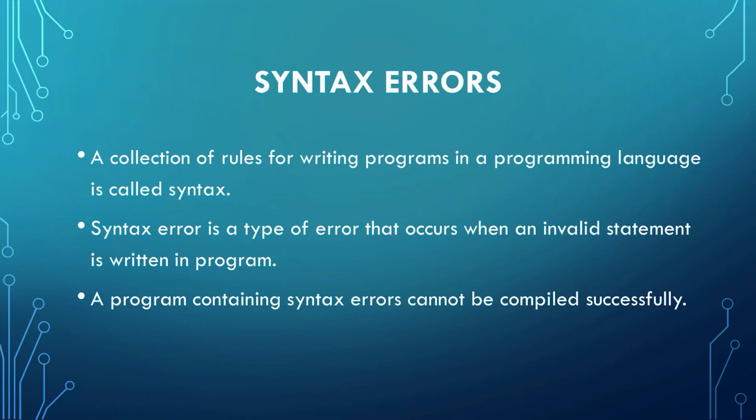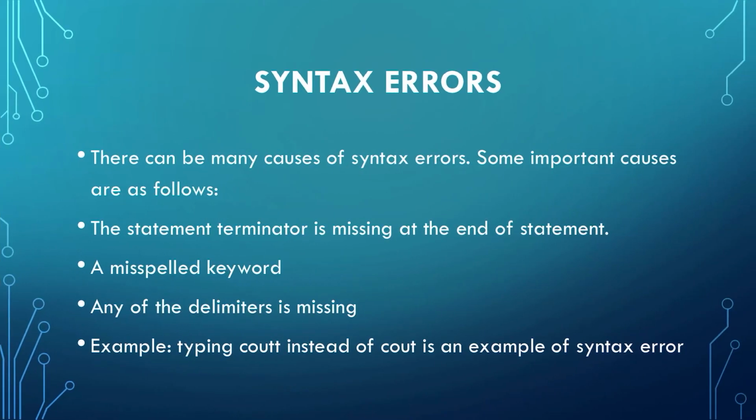There can be many causes of syntax error. Some important causes can be when a statement terminator is missing at the end of the statement, or we have a keyword misspelled, or any delimiter is missing. For example, if we write cout with a double t instead of cout, which is the correct word. So we can have these types of syntax errors in our programs.